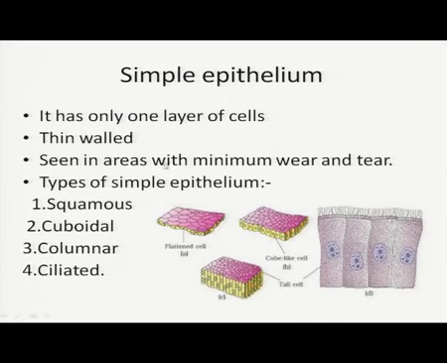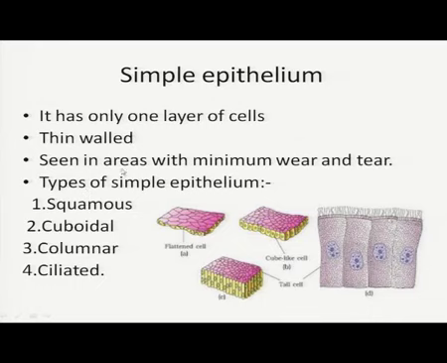Why is this type of tissue seen in areas with minimum wear and tear? Again, the answer is here. It has only one layer of cells. Moreover, it is thin walled also. So, it is seen in areas with minimum wear and tear.